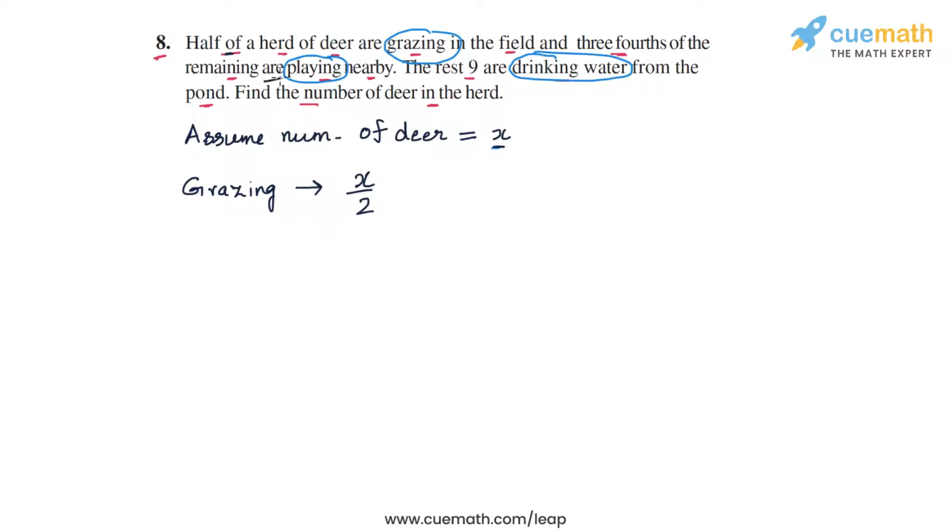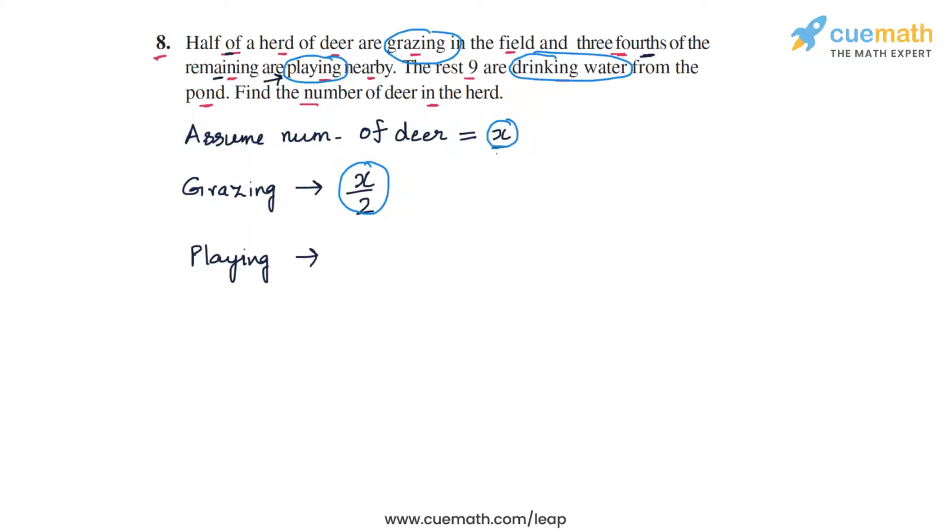Now the next category is deer who are playing. So how many deer are playing? The problem statement says that 3/4 of the remaining are playing. So x by 2 are grazing. So the remaining will also be x by 2 because the total herd has a strength of x. So if you take out x by 2 from x, then you get x by 2 again.